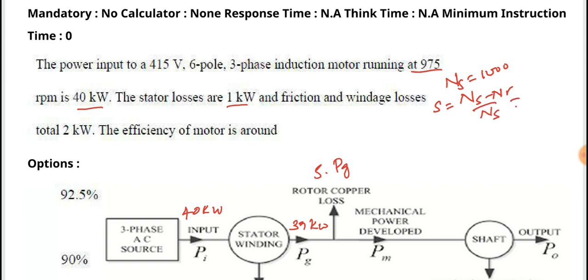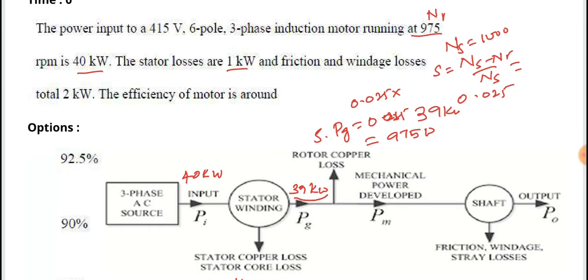Ns value is 1000, Nr value is 975. So 25 divided by 1000, like that we can calculate, or we can simply write it as 0.025. Now this will be 0.025 into what is the value of Pg? It is nothing but 39 kilowatts. Then this will be equal to 975 watts here. So out of 39 kilowatts, this much of losses are gone.